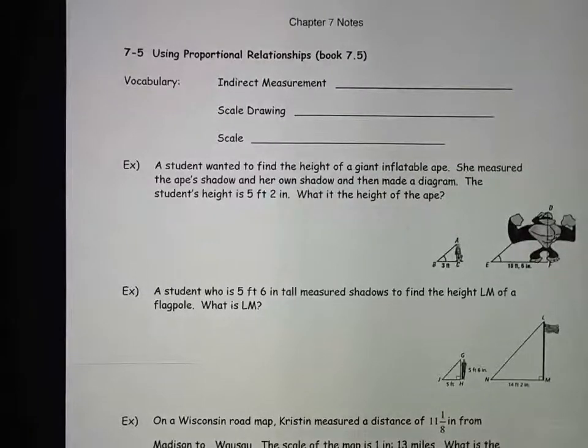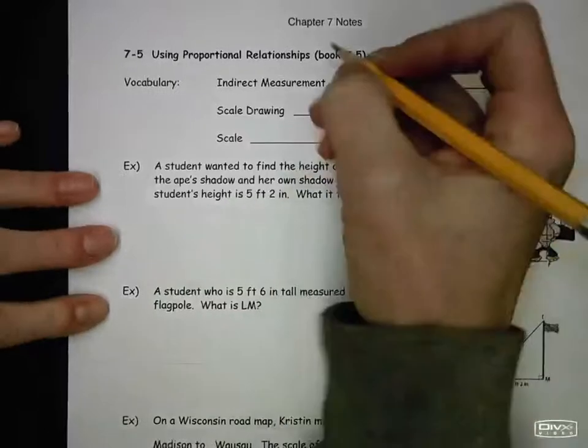Okay, in this section we are going to talk about using proportional relationships. First vocabulary word is indirect measurement. Indirect measurement is any method that uses formulas, similar figures, and proportions to measure an object.